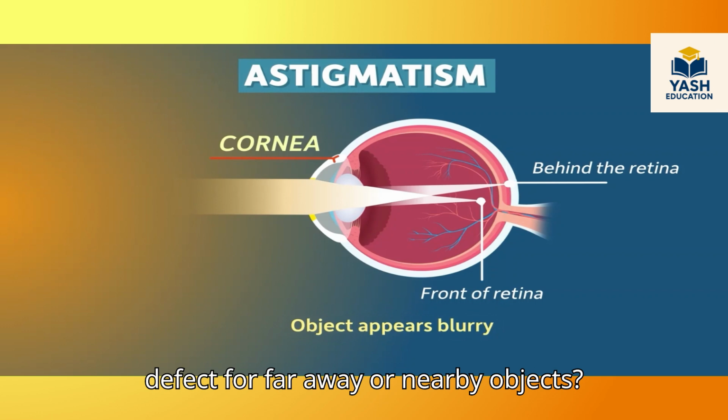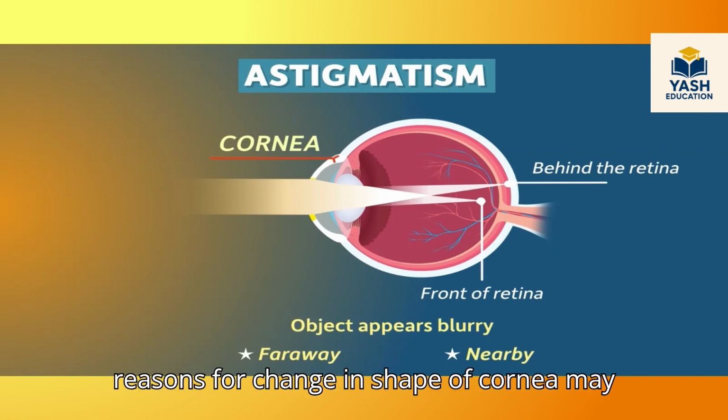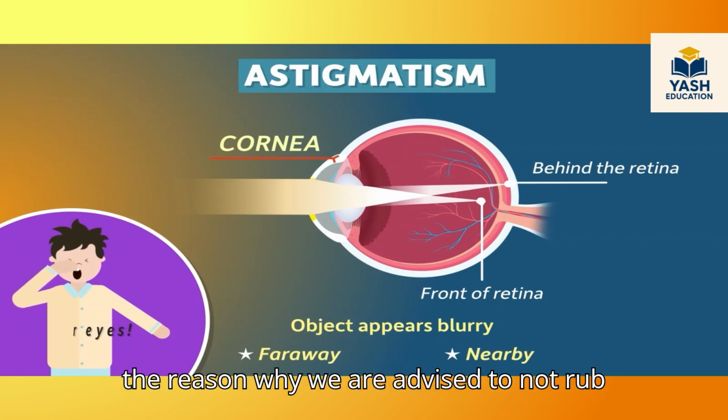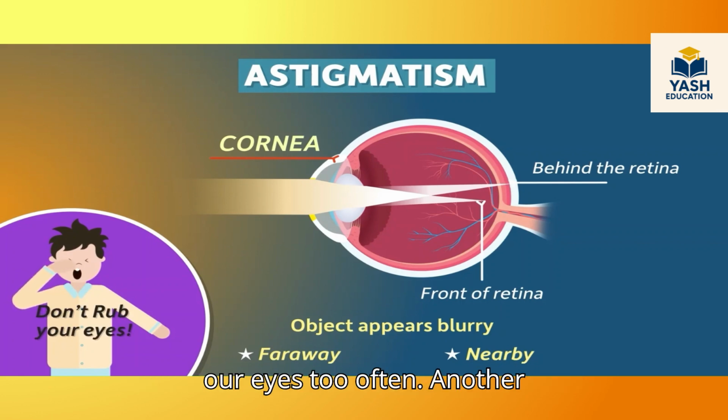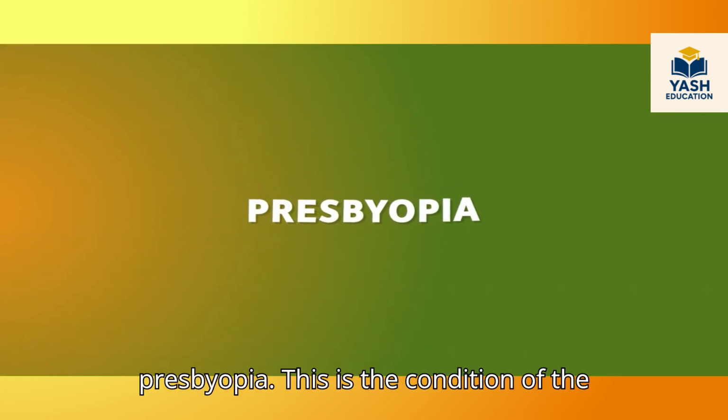But is this defect for far away or nearby objects? It could be either. One of the reasons for change in shape of cornea may be continuous rubbing of eyes. This is the reason why we're advised to not rub our eyes too often. Another eye defect I want to discuss is presbyopia.